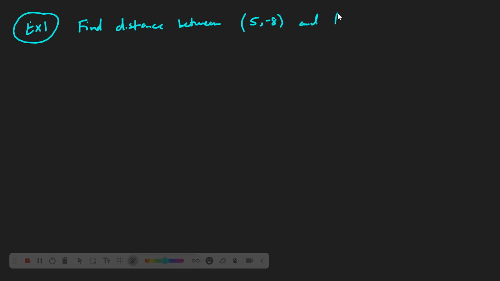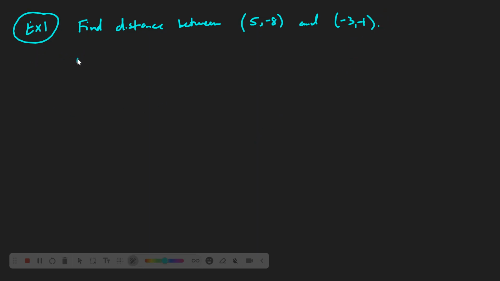Okay, so this is our example here. We'll call it example 1 because this is the first example. So we're going to find distance between, and our points are going to be (5, -8) and (-3, -1).